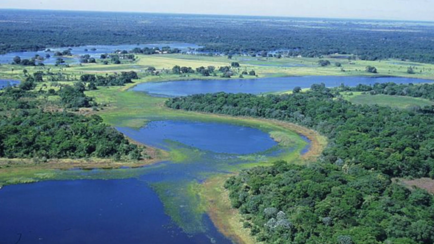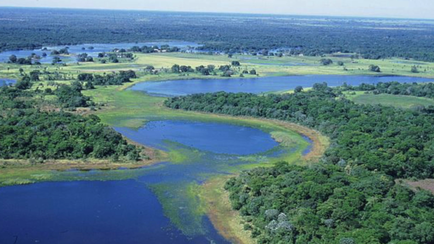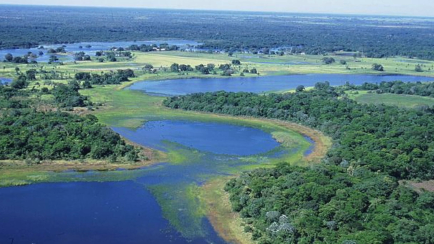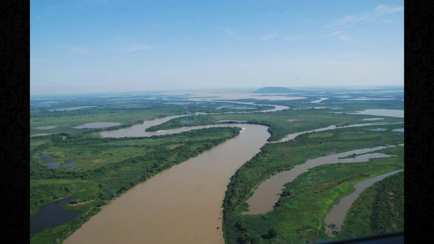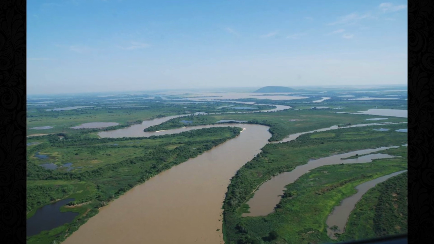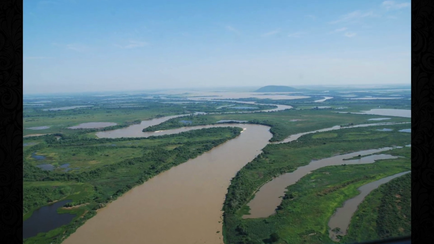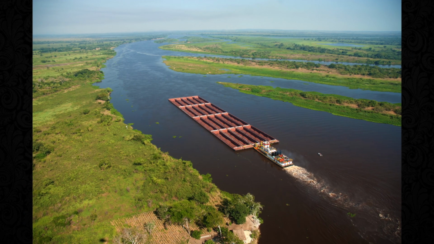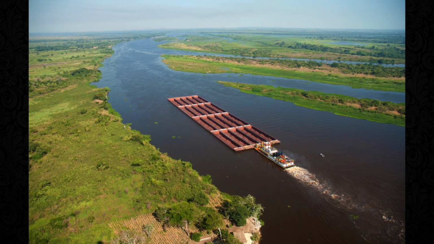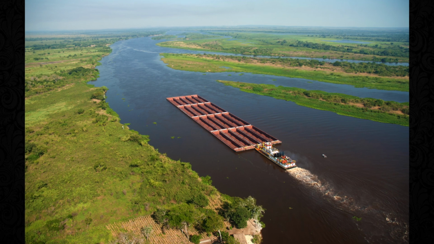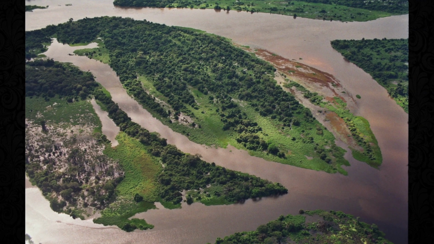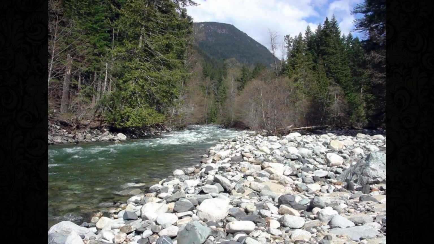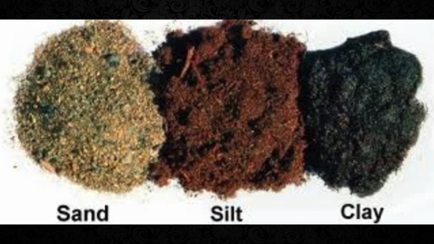The velocity of water flow depends upon channel gradient and volume of water. The erosional power of the river is proportional to the square of the velocity, which means if the velocity is doubled, the erosional power of the river increases 4 times. The sediment load of the rivers includes rock fragments, gravels, sand, silt, and clay.